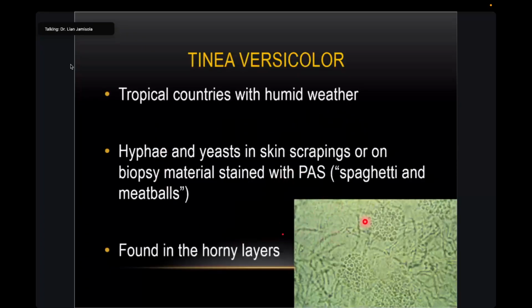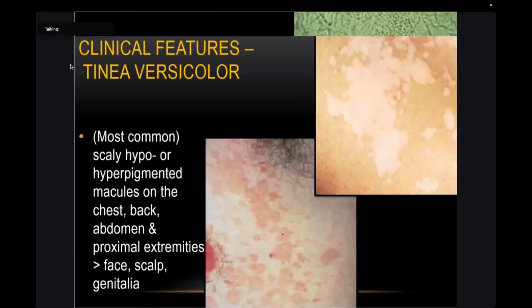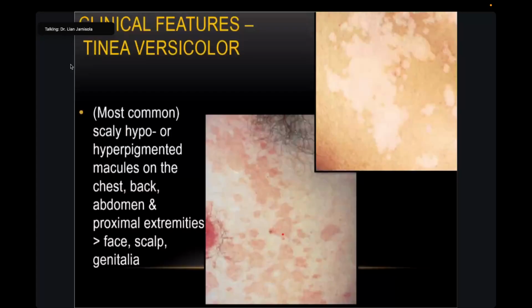So we see hyphae and yeast in skin scrapings stained with PAS. We call this pattern the spaghetti and meatball. So we get the flakes or the thin scales, and we do KOH. For biopsy it's PAS, but this is KOH, potassium hydroxide stain. And then you see here spaghetti and meatballs. So this is how your an-an would look like.